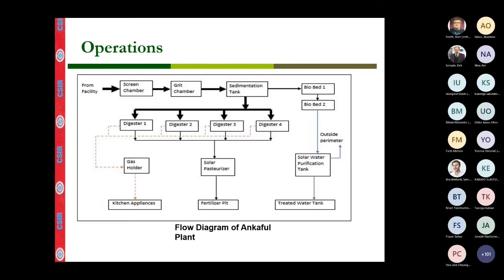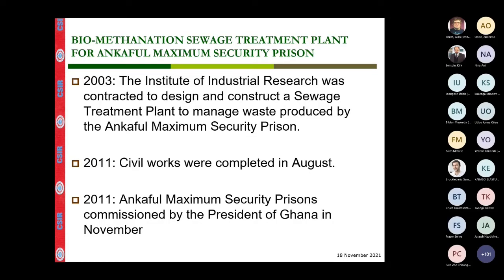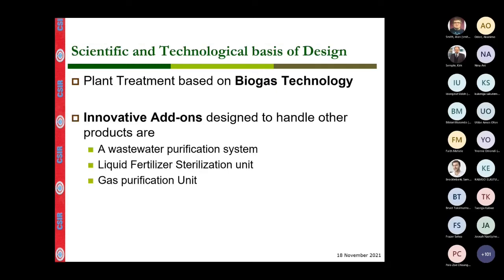So this is the operational. This is just to show you the flow diagram of the plant. I will not go too much into it. So the plant was built in 2011 and commissioned by the President of Ghana. Apart from the biodigester and provision of gas, the additional thing that we did for them was to provide a system to treat the effluent and then to be able to use the liquid fertilizer and even purify the gas.